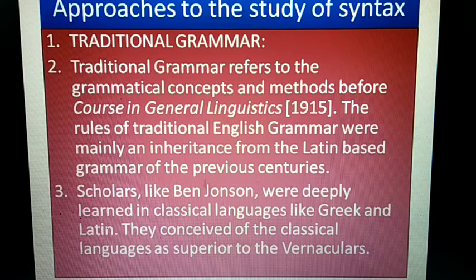They look at, of course, the phonological level, the morphological level, and of course the syntax or the sentence level, all right? So the traditional grammar refers to grammatical concepts before structural linguistics, that is 1915. The rules of traditional English grammar were mainly inheritance from the Latin-based grammar of the previous centuries.